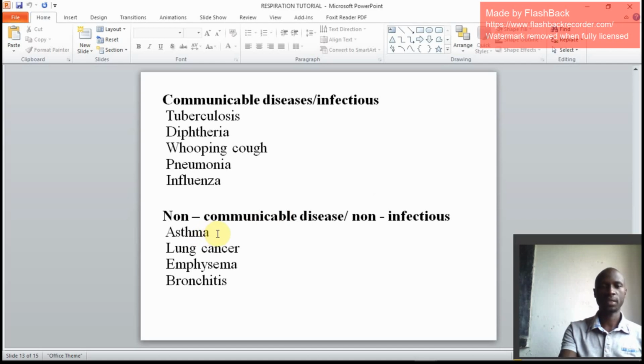I've said that this is a hereditary disease. We have lung cancer, facilitated by smoking, emphysema, bronchitis. Lung cancer, emphysema, and bronchitis are all caused by smoking.